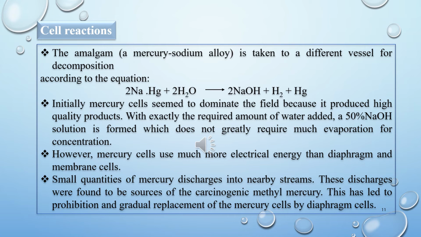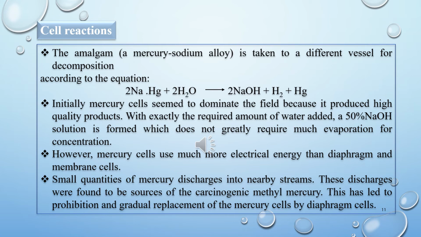And the next point is, small quantities of mercury discharge into nearby streams. These discharges were found to be a source of carcinogenic methyl mercury. This has led to prohibition and gradual replacement of mercury cells by diaphragm cells.